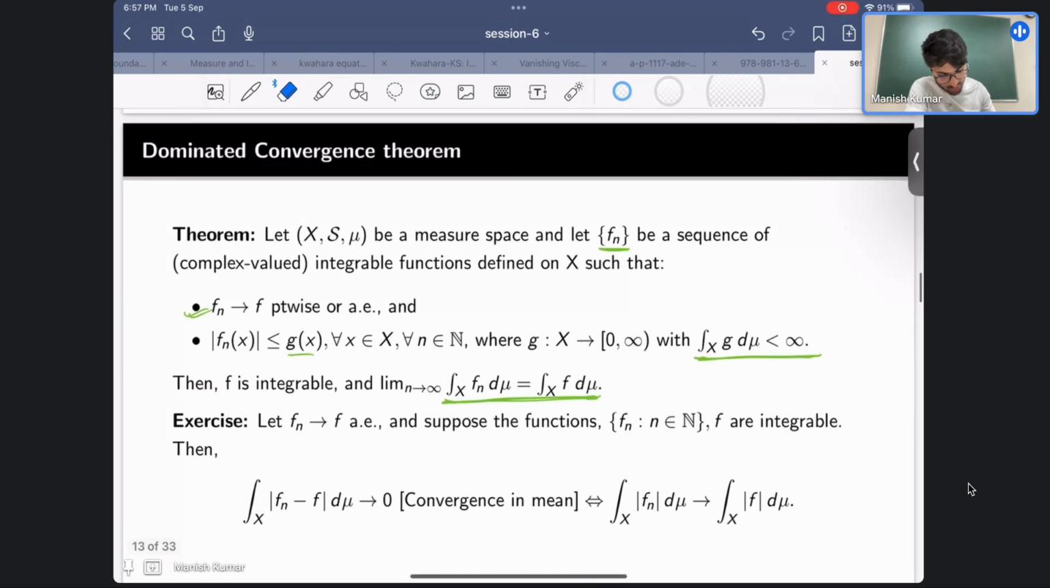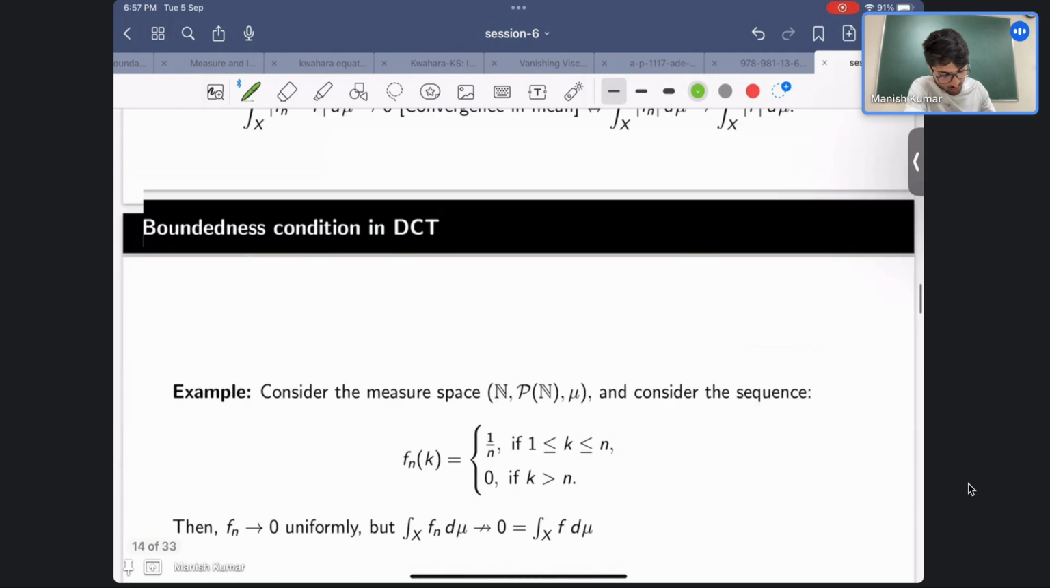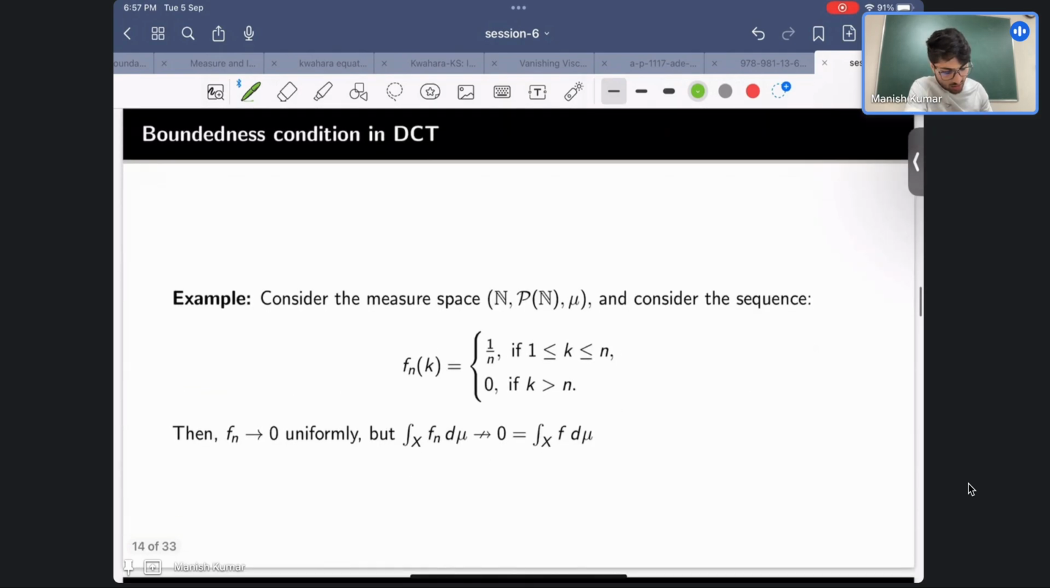So this was all about DCT. Now this boundedness of the sequence, mod of fn, is very important, and this is what the next example will show you. Consider this sequence of functions fn over the natural numbers. Then you can clearly see that the integral of fn will converge to 0. In fact this will be uniform in this discrete space, though you don't need uniform here. But what you can see is that fn converges to 0 pointwise, that is clear, the way the function has been defined.